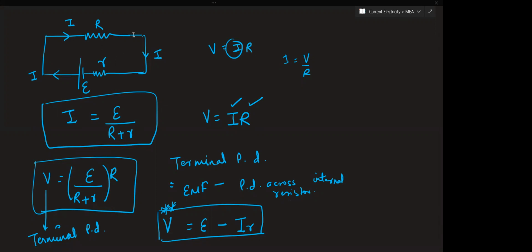Many times the potential difference across the internal resistor is not given. So in that case, what will you do? If you know the current and you know the internal resistance, then do this Ir. This is the potential difference across the internal resistor. So I multiplied by small r gives you the potential difference across the internal resistor. Most of the times the value of small r is given and you know the current, so you can easily calculate.